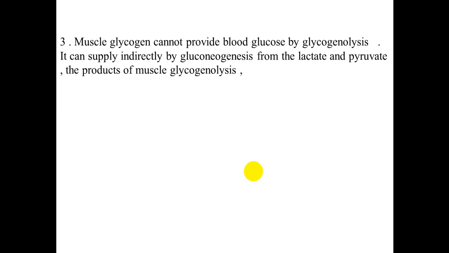Muscle glycogen cannot provide blood glucose by glycogenolysis because it lacks the enzyme glucose 6-phosphatase. It can supply it indirectly by gluconeogenesis from lactate and pyruvate, the products of muscle glycolysis. This muscle glycogen can provide indirect blood glucose in approximately less than 25 hours.